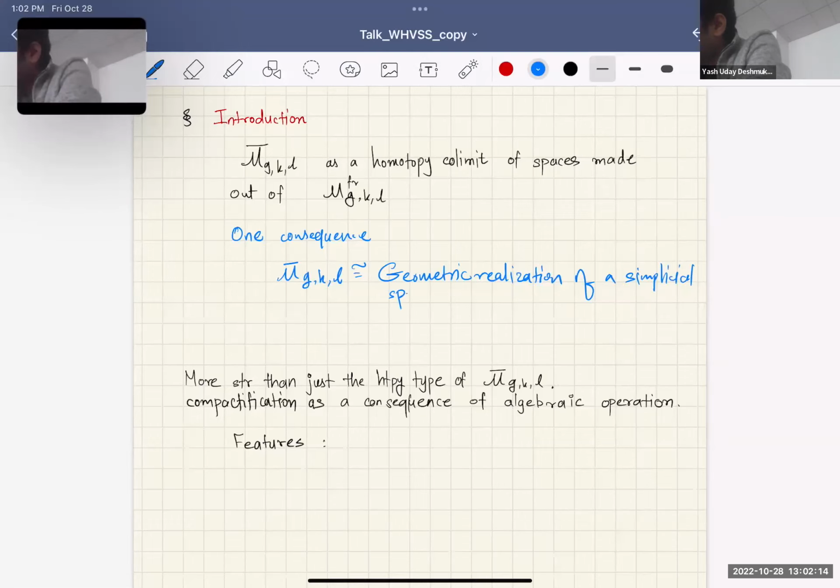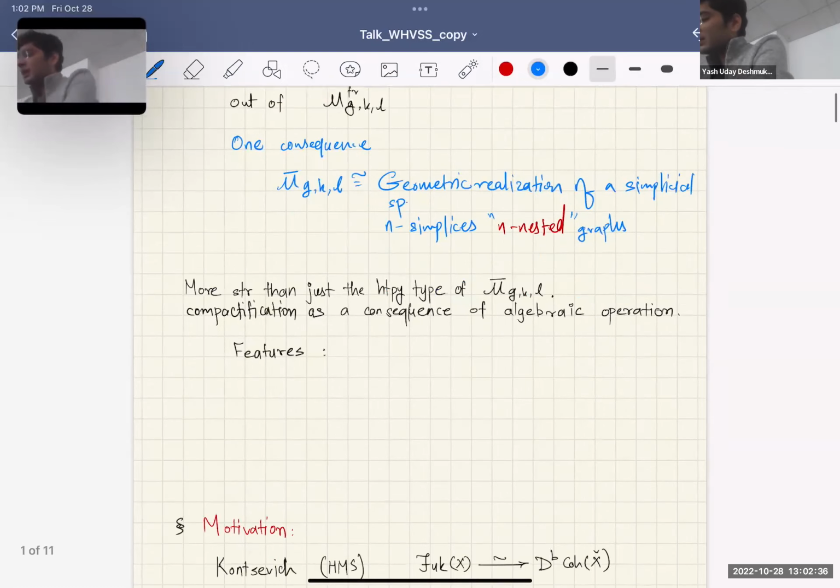And this simplicial space is going to have n simplices, which are given by n nested graphs. Hopefully I'll have time to talk about what this n-nested means as we go along. And these graphs are going to have labels from the uncompactified moduli spaces.